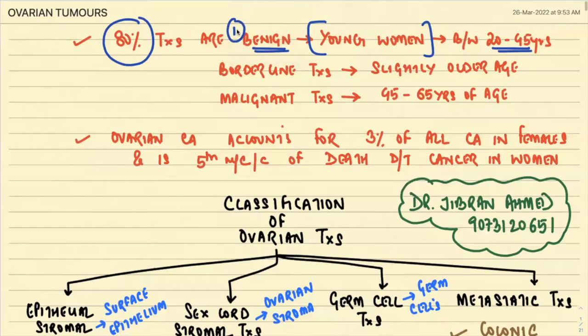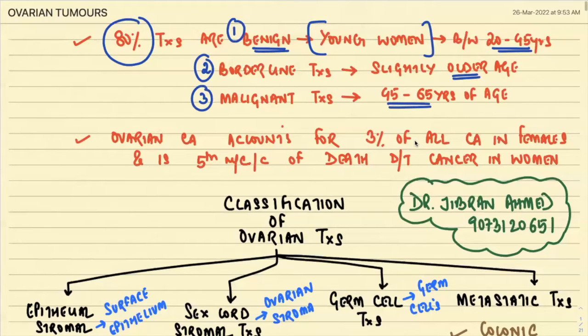Usually, the majority of the ovarian tumors are epithelial tumors. And any of the epithelial tumors are of three types in case of the ovarian tumors. They can be benign, they can be borderline, or they can be malignant. So the benign tumors are in young women between 20 to 45 years. Borderline tumors occur in a slightly older age group, whereas the malignant tumors are seen in the age group 45 to 65 years of age.